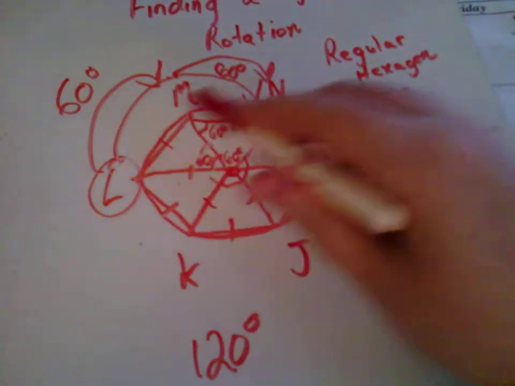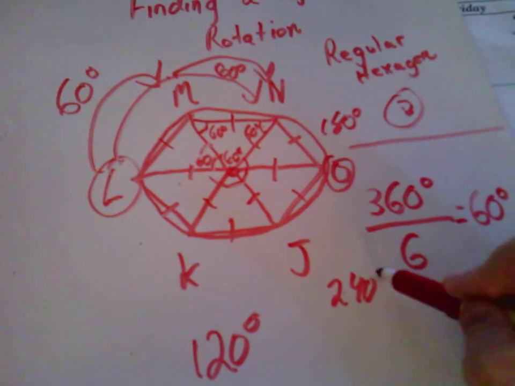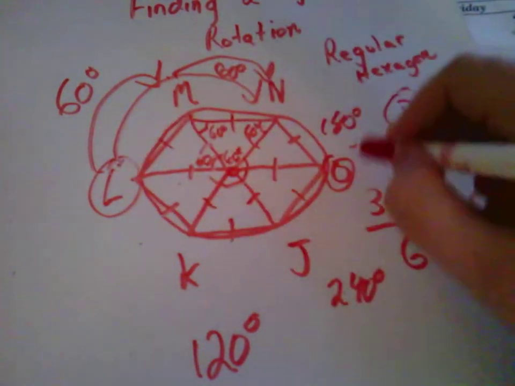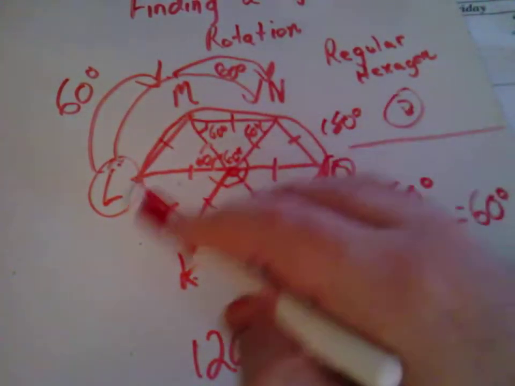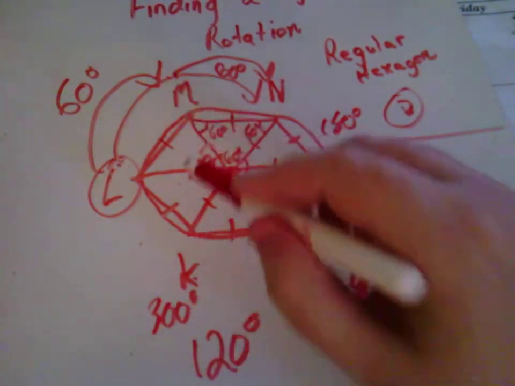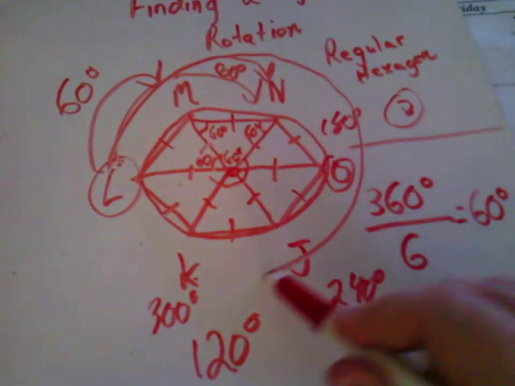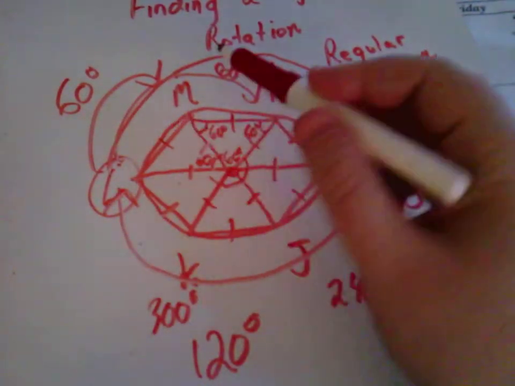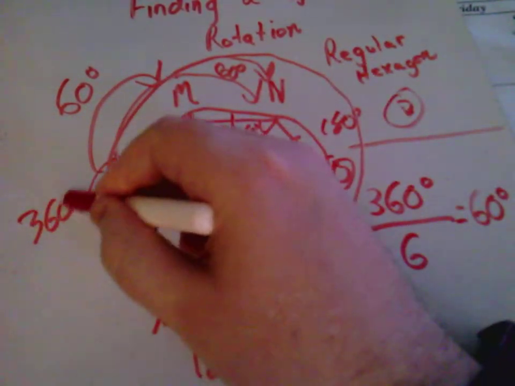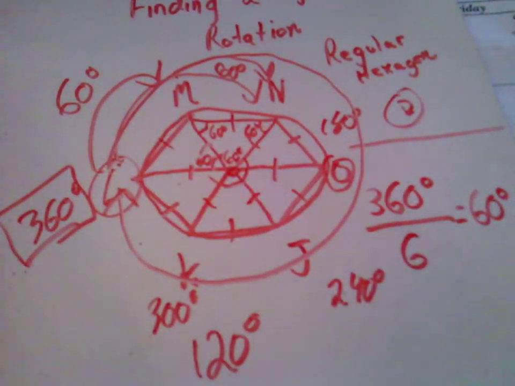All right? Notice, if we map from L to O, that would be 180 degrees. If we mapped from L to J, that would be 240. If we mapped from L all the way to K in a clockwise manner, that would be 300 degrees. And just to prove that what we've done is correct, if we do a full rotation all the way around, well, that should be 360 degrees. And if we add another 60 degrees onto that, that is, in fact, 360 degrees.